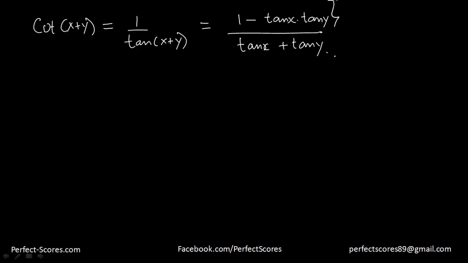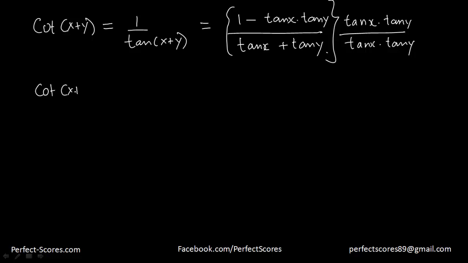Let's do one thing here. Let's multiply it by tangent x into tangent y and divide it by tangent x into tangent y. Let's just do that so that we're able to bring everything in terms of cotangent.